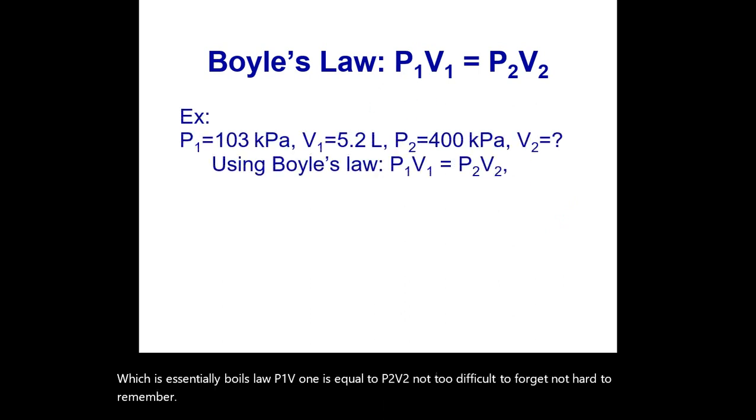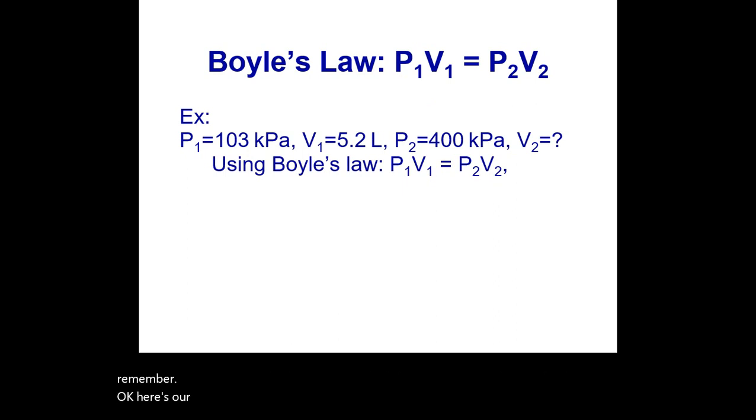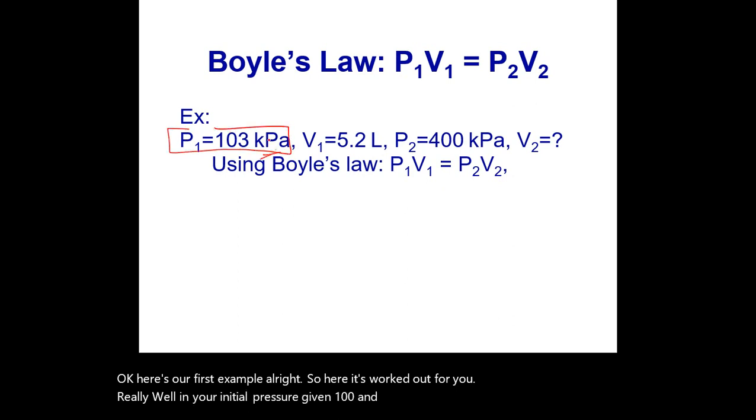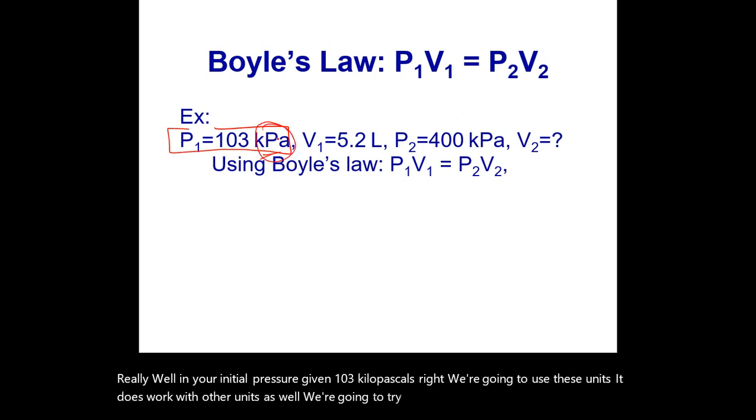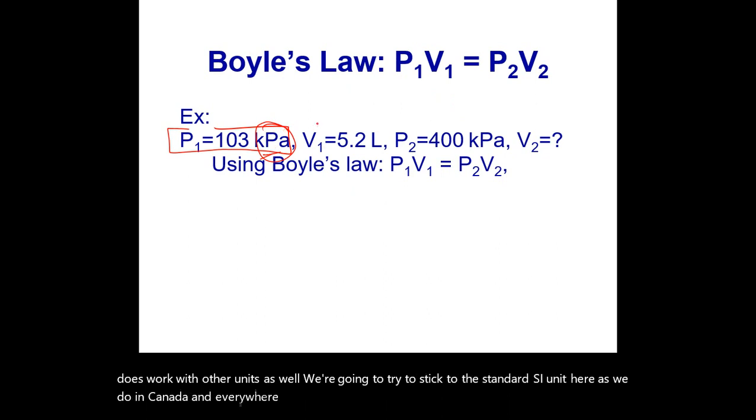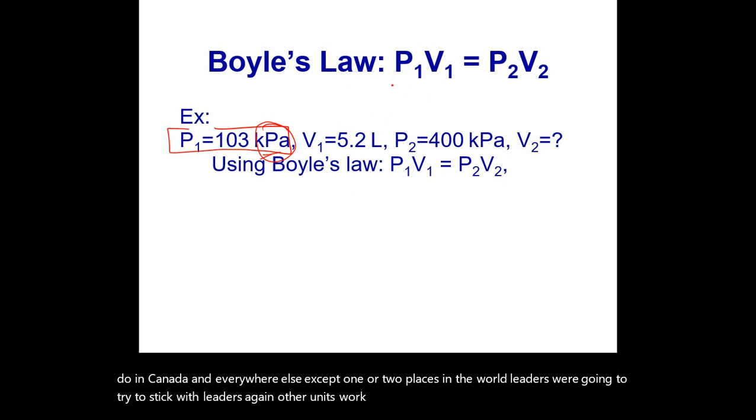Okay, and here's our first example. All right, so here it's worked out for you really well. Your initial pressure is given as 103 kilopascals. We're going to use these units. It does work with other units as well. We're going to try to stick to the standard SI units here, as we do in Canada and everywhere else except one or two places in the world. Liters, we're going to try to stick with liters. Again, other units work, but you'll see when we get to the ideal gas law that units become more important. So let's just try to stick with these units.